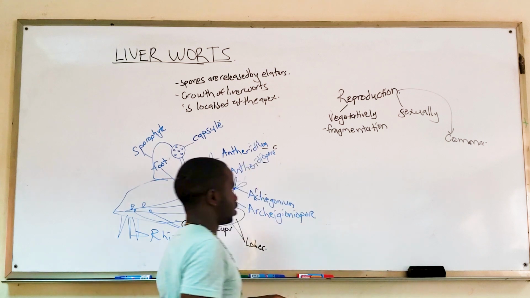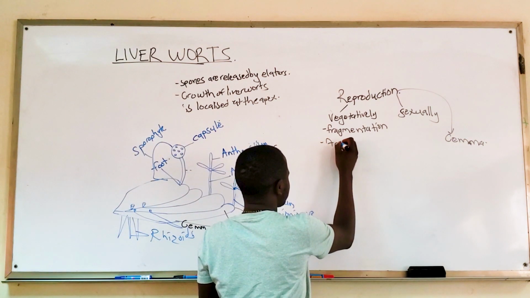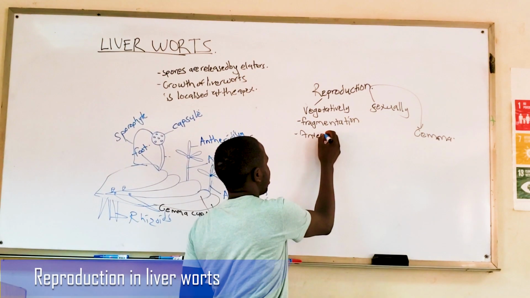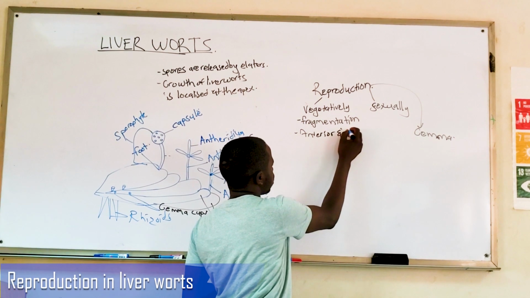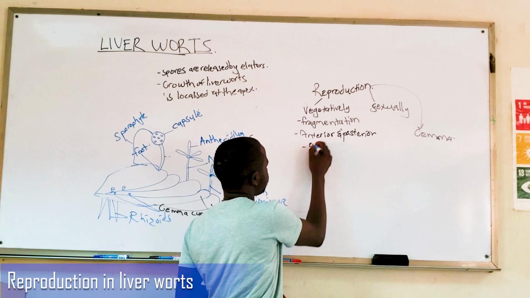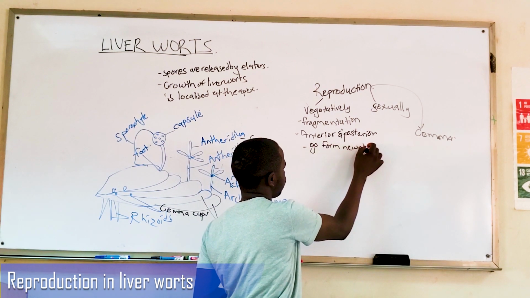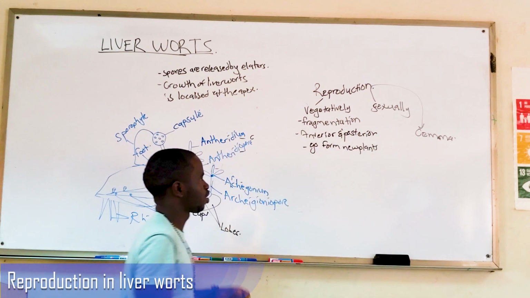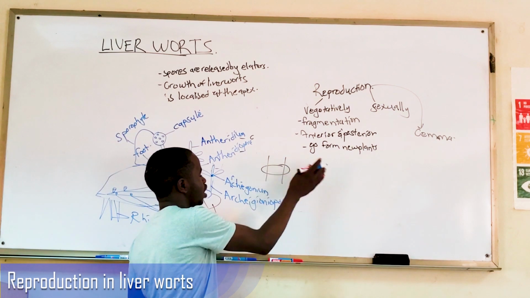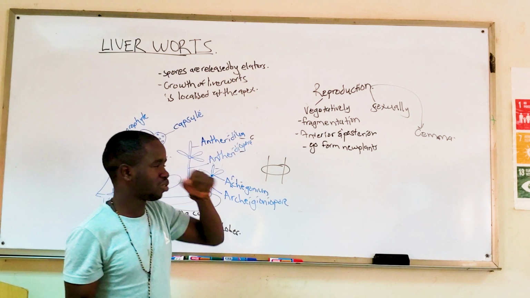So we are going to look at everything. But generally in fragmentation, cells of the anterior and posterior portions break away from the plant and go form new plants. So that is fragmentation. If this is my plant, the cells here and here shall break away and go form new plants. That is what happens in fragmentation.